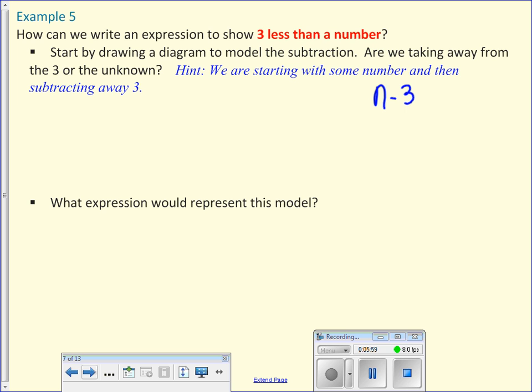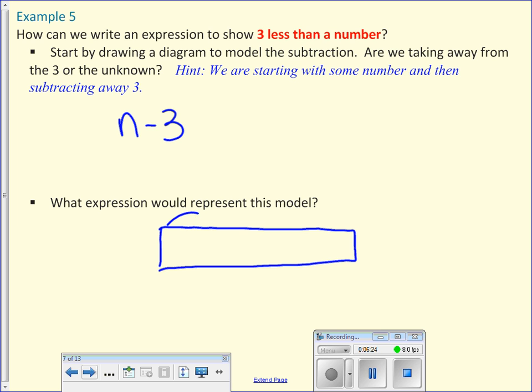Do I have n minus 3 or do I have 3 minus n? Those are two very different expressions, so we have to pick one. Which one do you think it is? Very good. We're starting with the number and then subtracting 3. So to draw a model, all right, I did these backwards, but that's okay. So my model, my total quantity is n, and I'm taking 3 away. So you label your total quantity with a bracket because we're not labeling our pieces like addition.